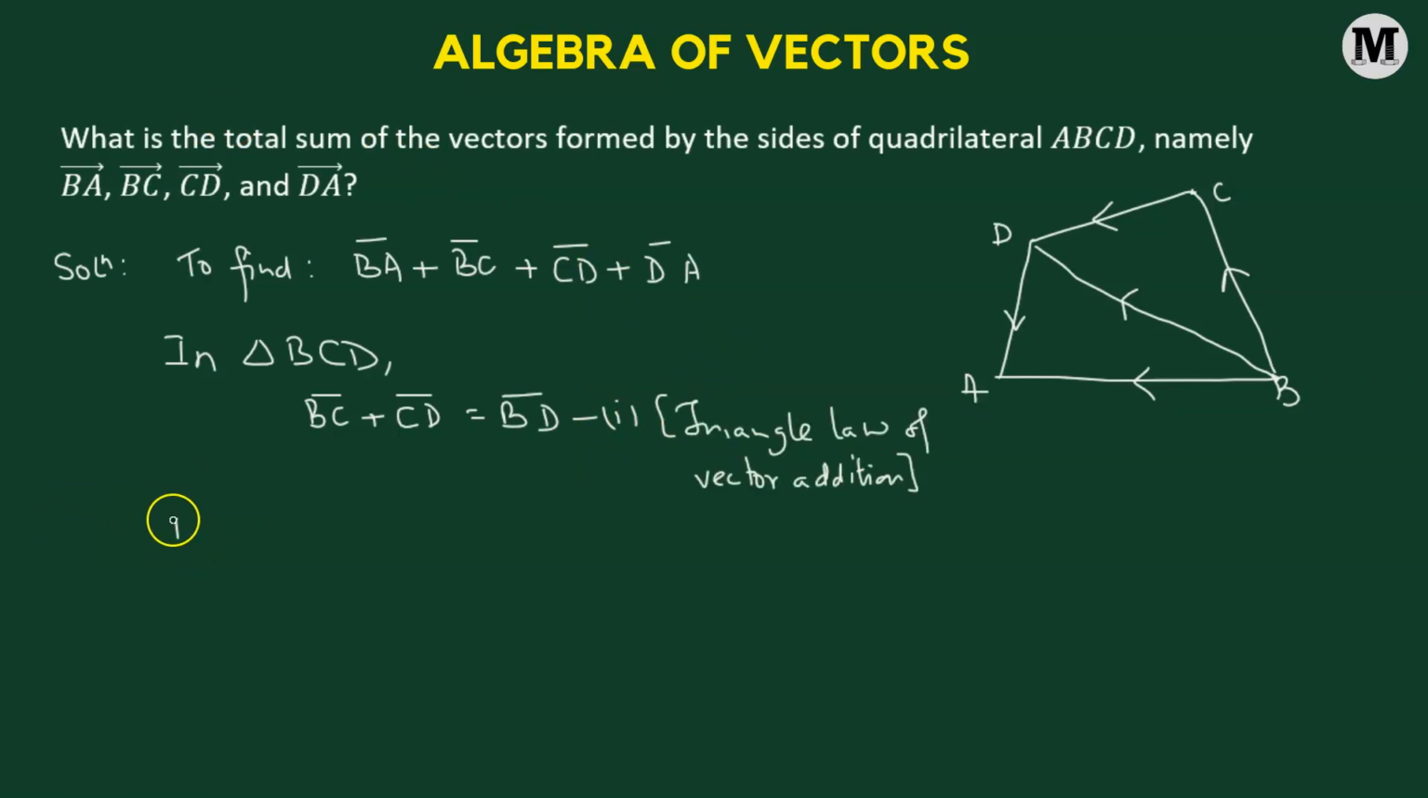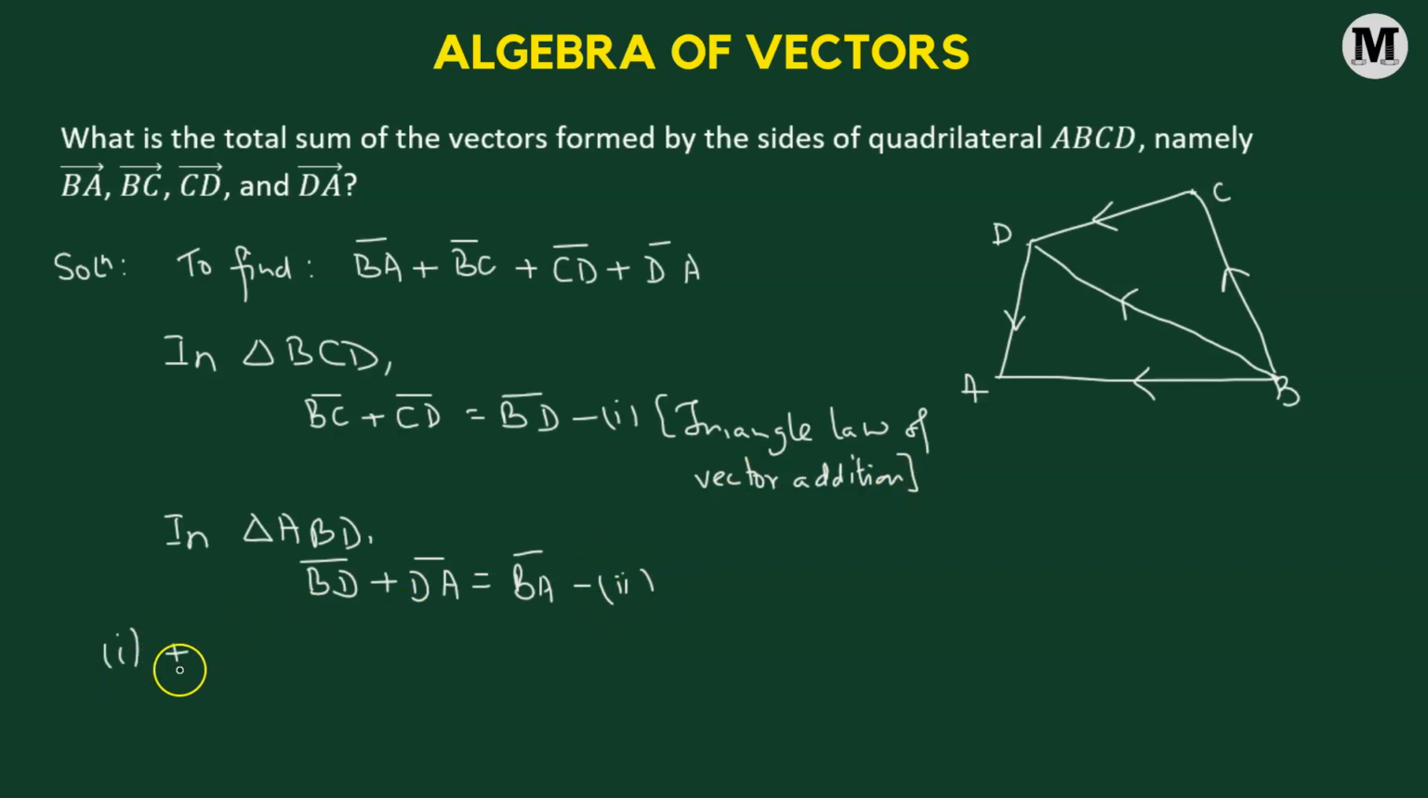Next, we will consider the lower triangle ABD. So here we will begin with the BD vector. We will consider BD vector added to DA vector. So this must be equal to BA vector. So let's call this number 2. This is also obtained by using the triangle law of vector addition.